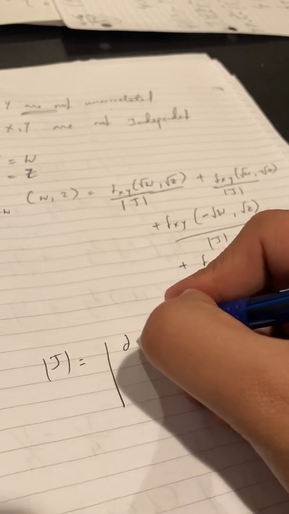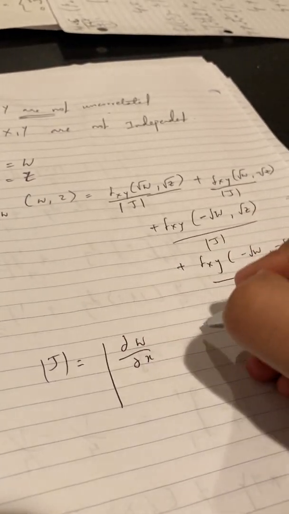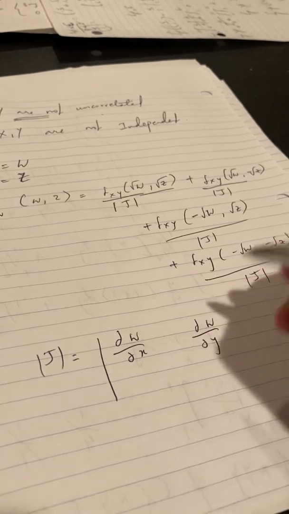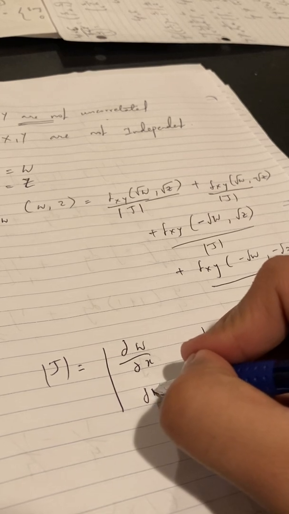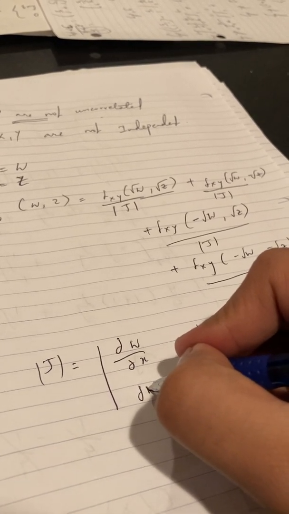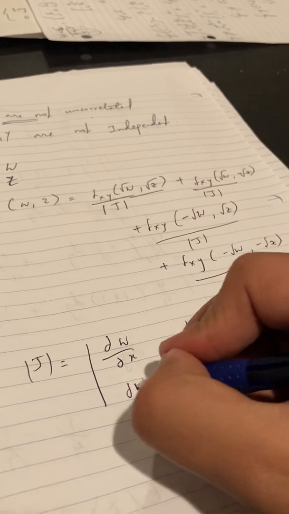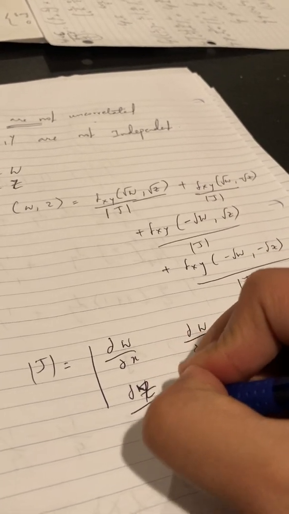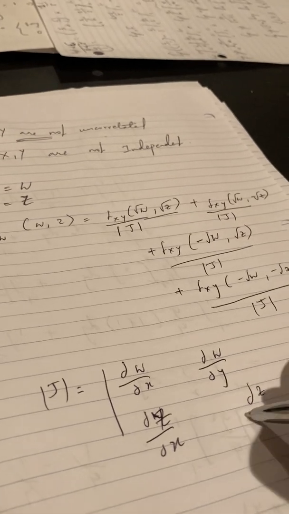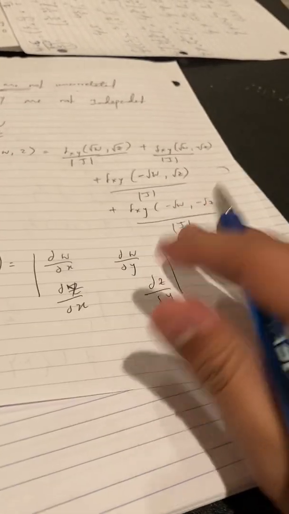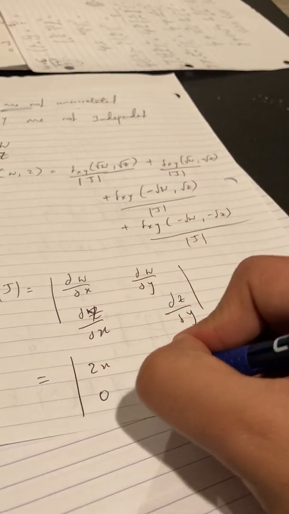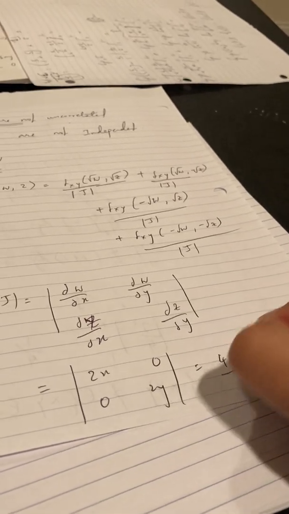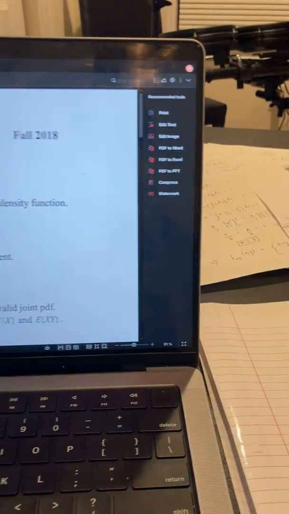So here that is dou w by dou x, dou w by dou y, dou z by dou x, sorry, I was thinking dou z by dou y. Yeah, so here it is 2x 0 0 2y, so this turns out to be 4xy. So let us keep this aside.